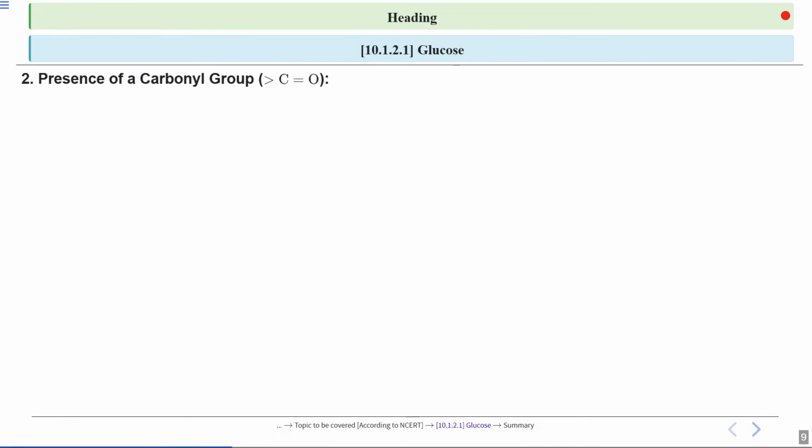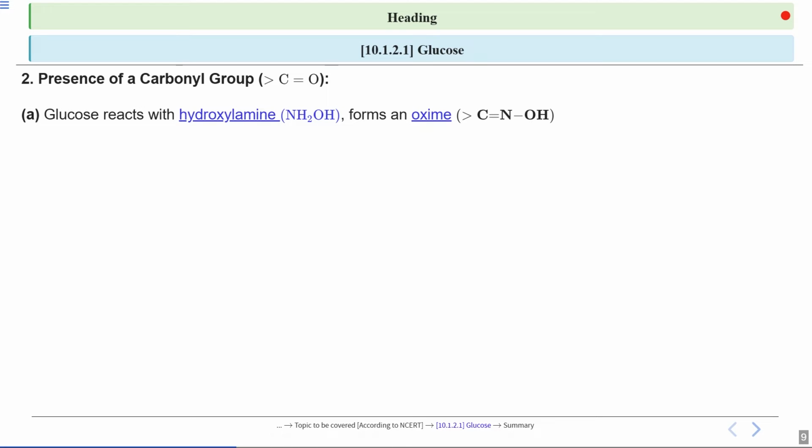Now we will talk about the presence of the carbonyl group. So when glucose reacts with hydroxylamine, which is NH2OH, this reaction forms a compound called an oxime. So oxime is created when the carbonyl group in glucose reacts with hydroxylamine, changing the C double bond O group into C double bond NOH. Okay, so this is how it takes place.